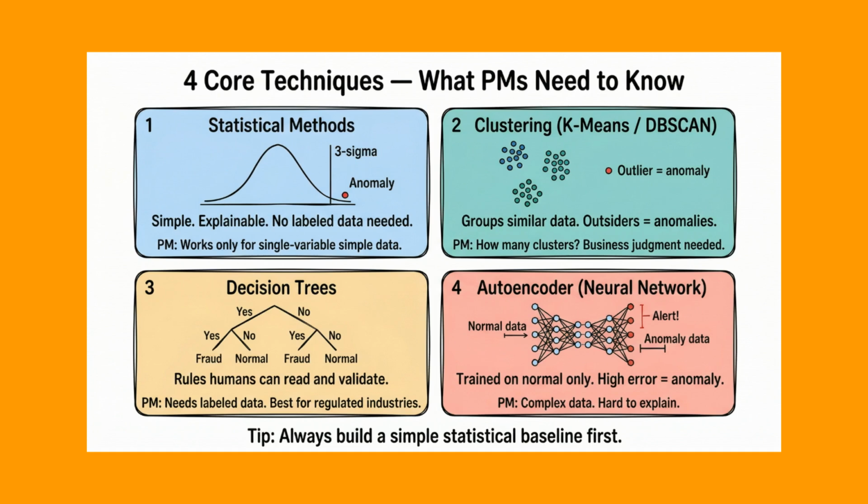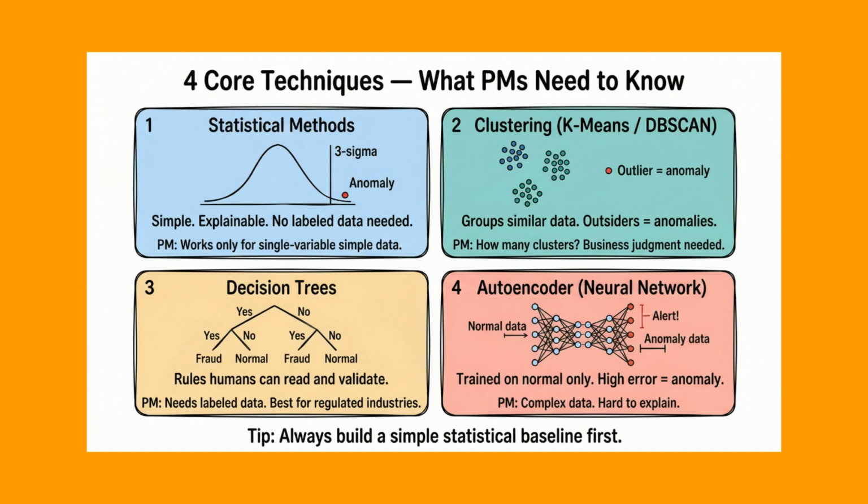The second is clustering, particularly k-means and DBSCAN. Clustering groups similar data points together. Anomalies are points that do not belong to any cluster, or that sit far from their cluster's center. Clustering also enables pattern discovery. The clusters themselves reveal hidden groupings like customer segments. The key management challenge is that you must decide how many clusters to use, which requires business judgment, not just mathematics. The third is decision trees.